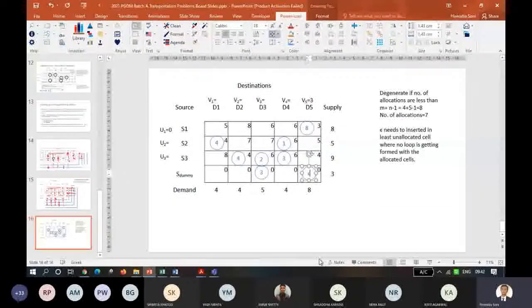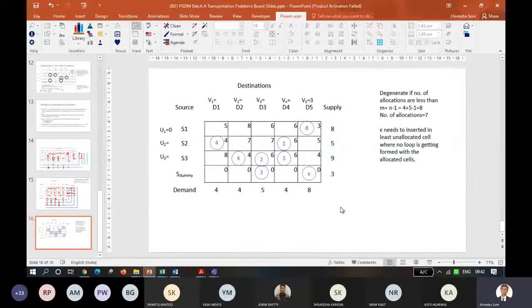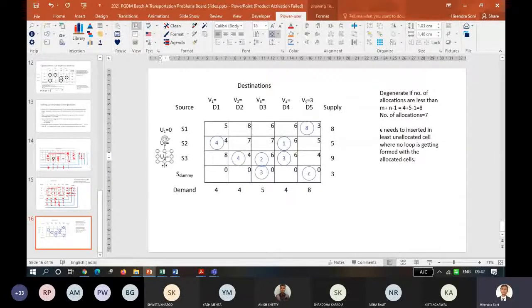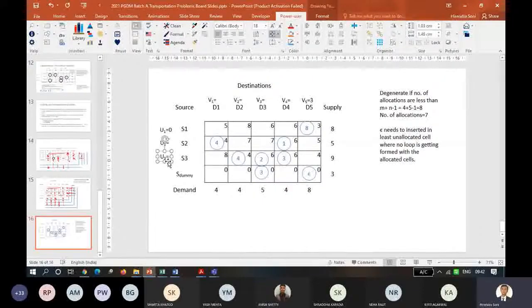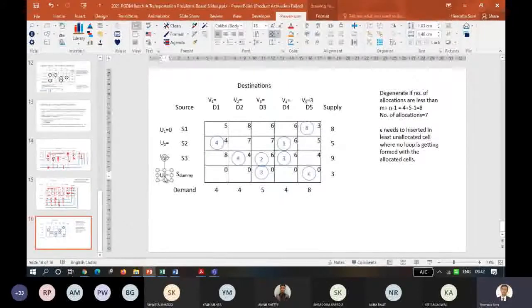Now, since we have already placed our epsilon, can we identify the values? Here one more will come, right? I have not calculated U4. U4 is also required. Okay, so can I calculate U4 now?